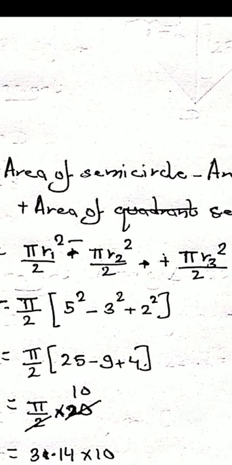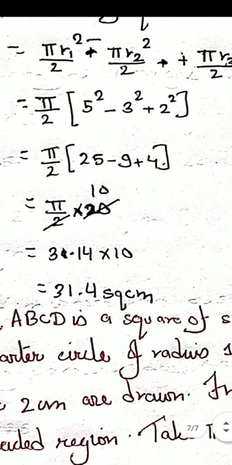So pi by 2 I can take out common. 5 square minus 3 square plus 2 square, which happens to be 20. So 3.14 into 10 is 31.4 square centimeter.